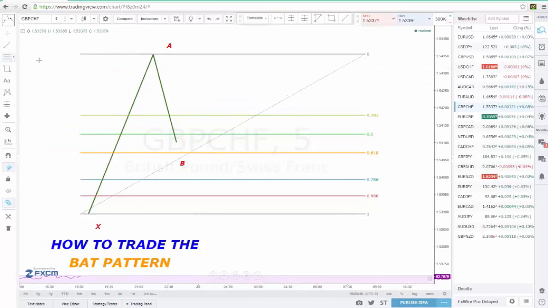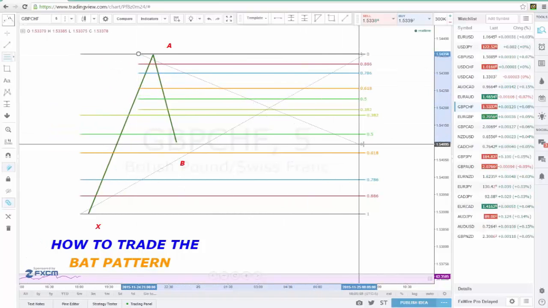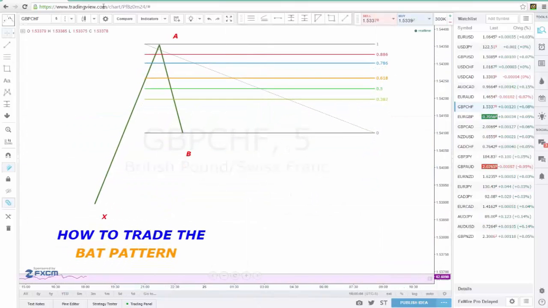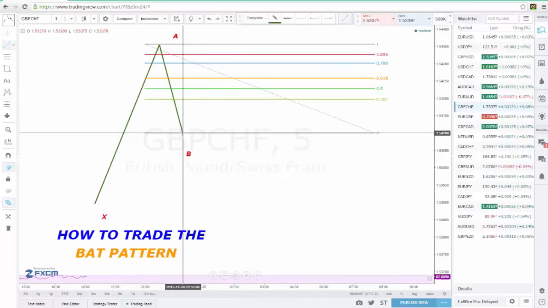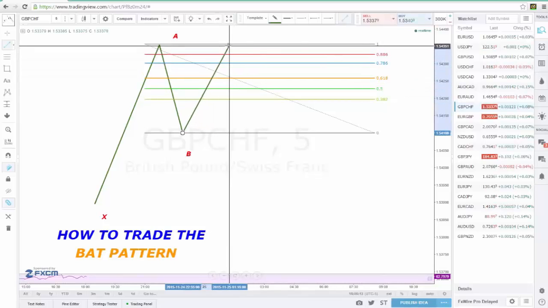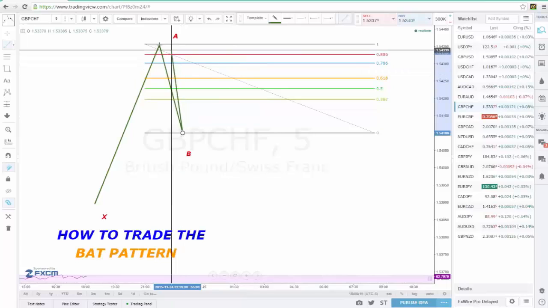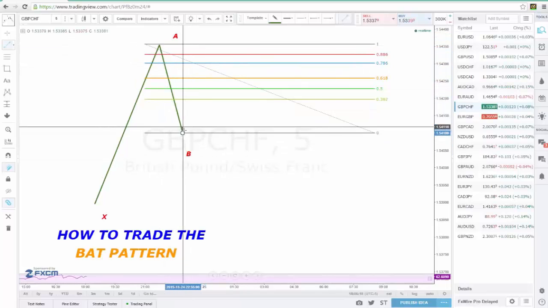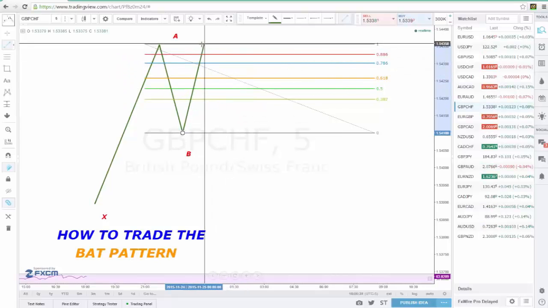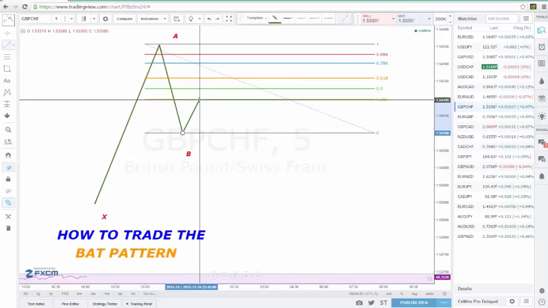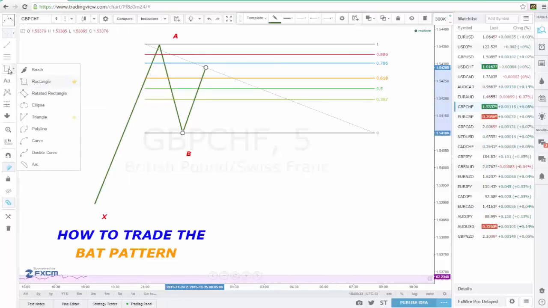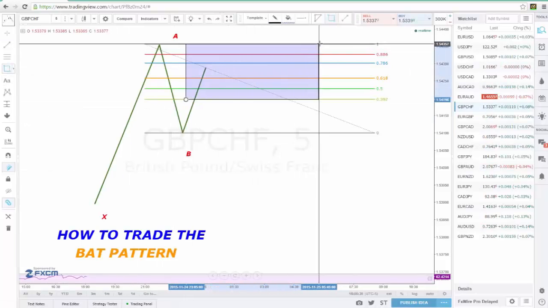Next thing that I look for is a retracement up to at least the 382, from here to the 382, but cannot go above A. So I'm looking for a retracement from A down to B, from our A point down to our B point, of at least 382, but cannot go above our A point. So anywhere between the 382 and A is where price can terminate. Anywhere between this large area.